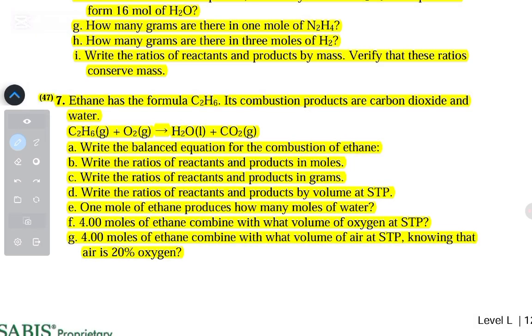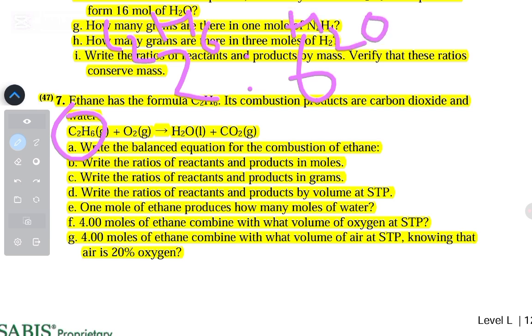1 mole of ethane produces how many moles of water? Ethane. What is ethane? Ethane is this one. How many moles? 1 mole of ethane produces how many moles of water? Okay, so it's water. The ratio is 2 to 6. You remember 2 to 6. That was the ratio of C2H6 to H2O. I'm going to write here C2H6 and H2O.